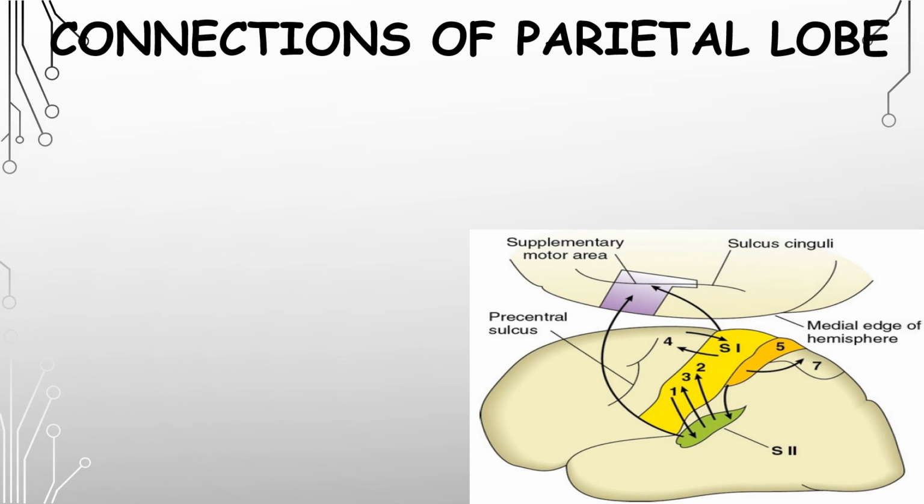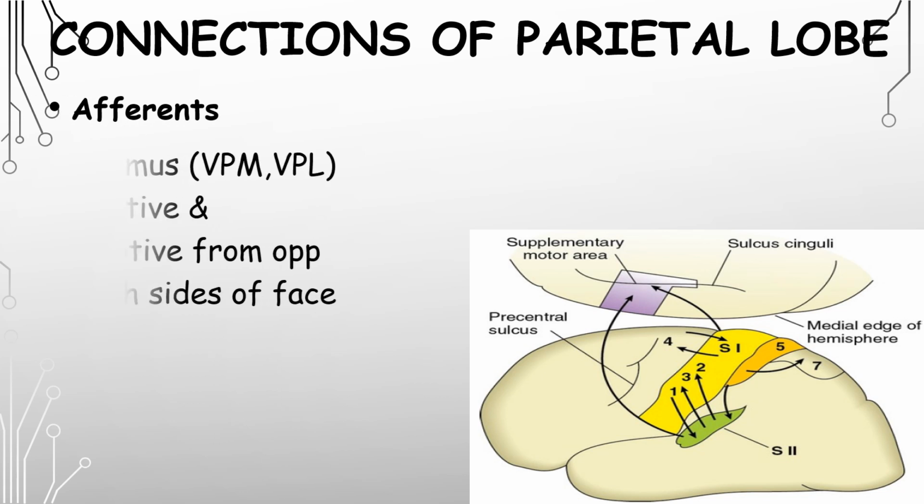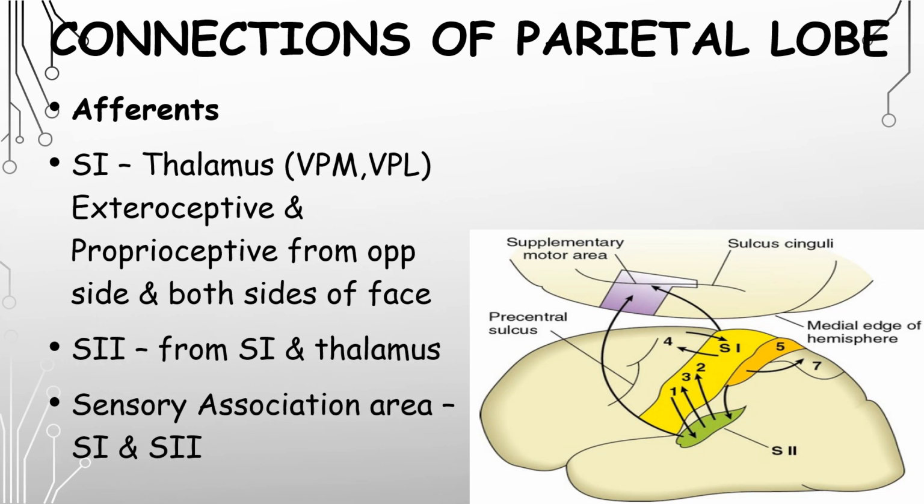Connections of the parietal lobe. So there are afferent connections. The primary sensory area receives afferents from the thalamus, which convey the exteroceptive and the proprioceptive impulses from the contralateral side of the body, but from both sides of the face. So we know that primary sensory areas are 3, 1 and 2.